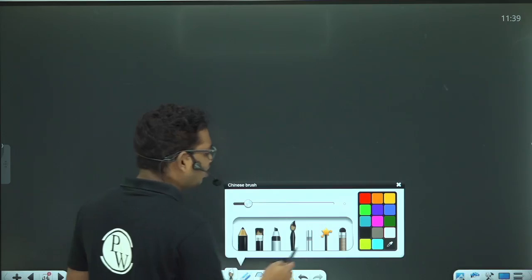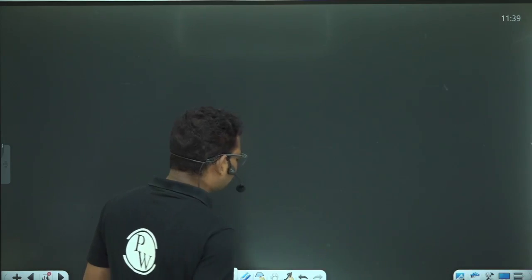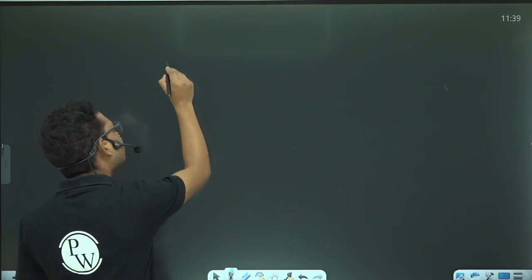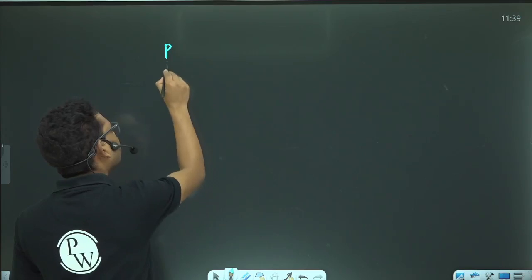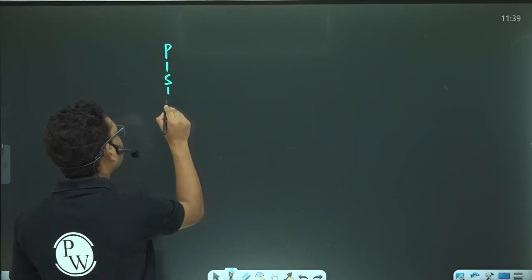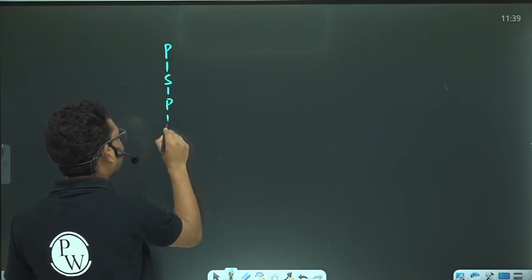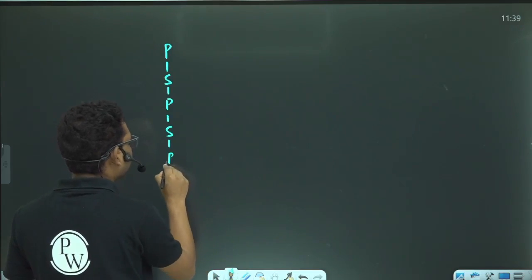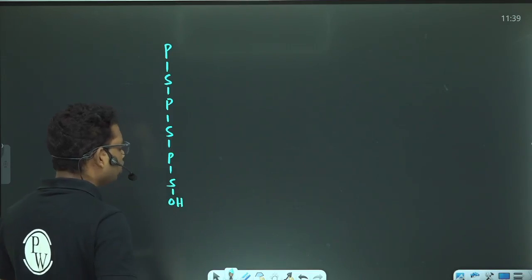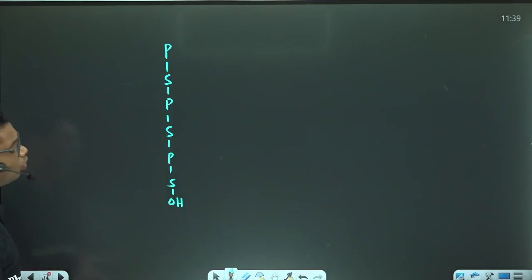Suppose the DNA molecule, a double stranded DNA molecule. So suppose I'm writing over here a polynucleotide chain. Here suppose I'm having phosphate, so the P is phosphate, not phosphorus. Then I am having sugar, then phosphate, and again sugar, and phosphate, and sugar, and this sugar at its 3 prime end will have an OH group.